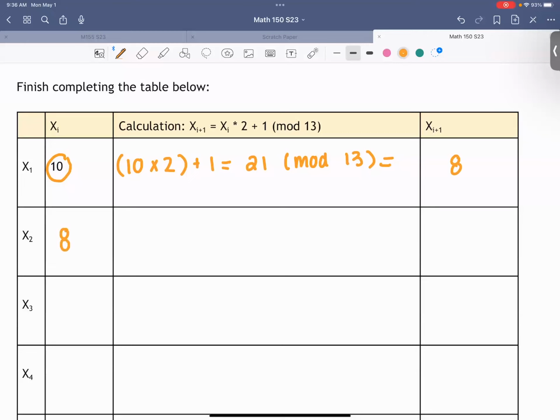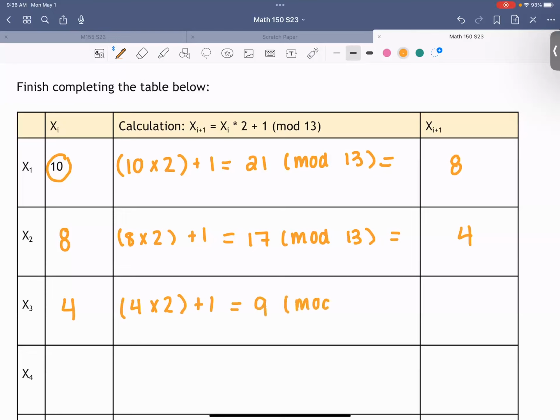Guess what I'm going to do next? 8 times 2 plus 1. Perfect, and that gives me 17. What's 17 mod 13? 4. Perfect. My third number in my sequence is 4, so we have 10, 8, and 4. My next number is 4. 4 times 2 plus 1 is 9, right? What's 9 mod 13? Just 9, because 9 is a number that we want, so we don't have to do anything to it.